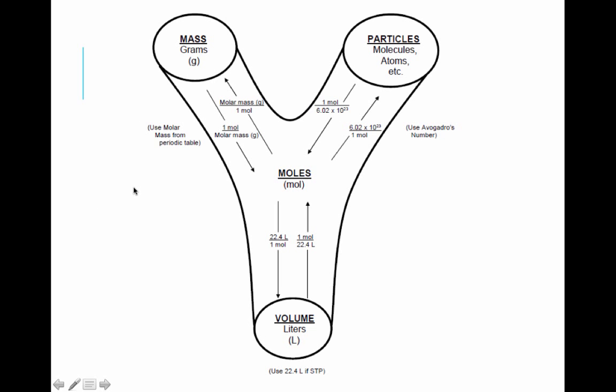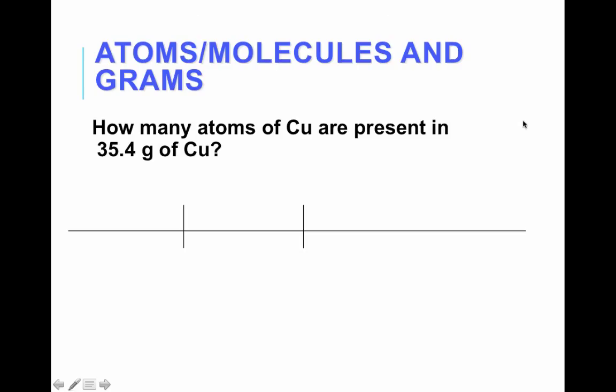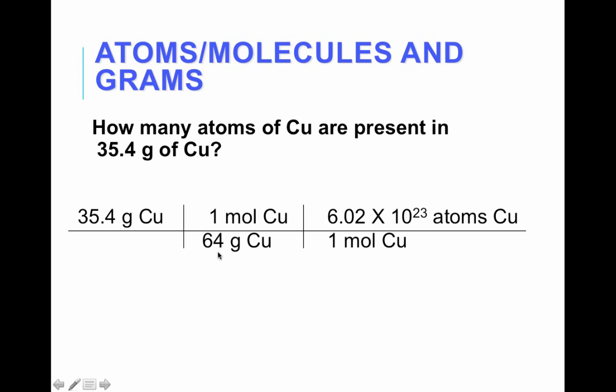So if we look at our chart, I'm starting in grams, and I need to get over here to atoms. And I can't do that directly. I'm going to have to go from grams to moles, and then from moles to atoms. Let's set up our problem. So I'm going to be starting with 35.4 grams of copper, and then I'm going to plug in my molar mass from the periodic table, 64 grams of copper is equal to 1 mole of copper.